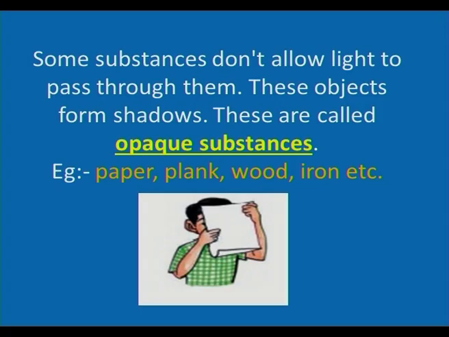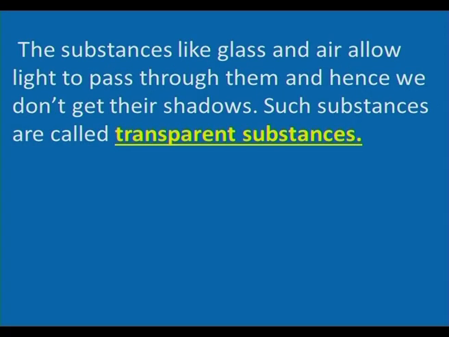Instead of it, if you replace it with a plank or your writing pad, will the other person be visible to you? No, such objects are called opaque objects. Light will not pass through them, you must remember it. Substances like glass, air allow the light to pass through them, hence they do not form shadows. Such substances are called transparent substances.